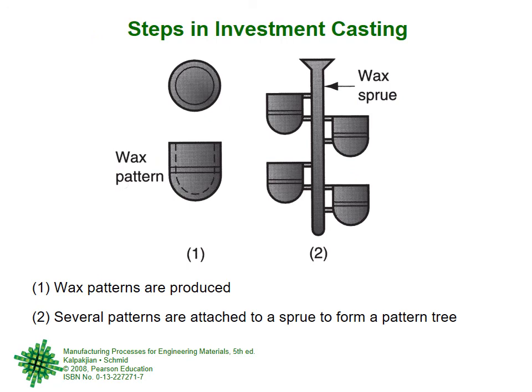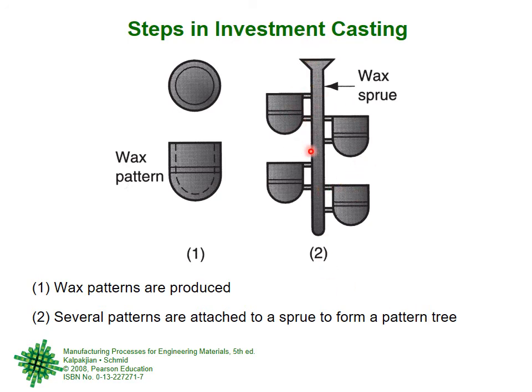Steps, right? So here number one, wax patterns are produced, right? Whatever pattern is there, you made it out of wax, and wax can be easily molded into any shape you want. Then several patterns are attached to a sprue to form a pattern tree. Just like the earlier one, we had a cluster. Here they are calling it a pattern tree. So the cluster also means there are many things of the same part together. Pattern tree also means there is a tree.